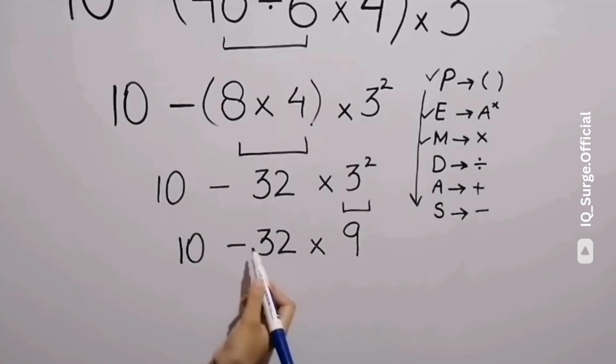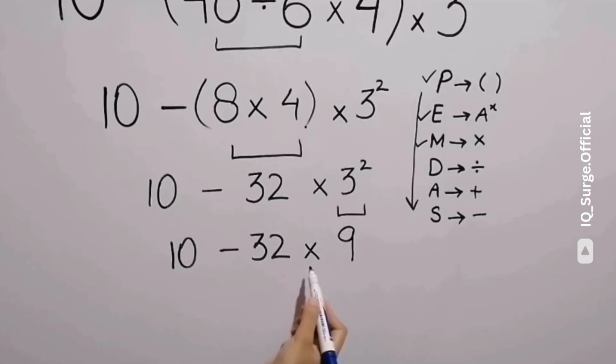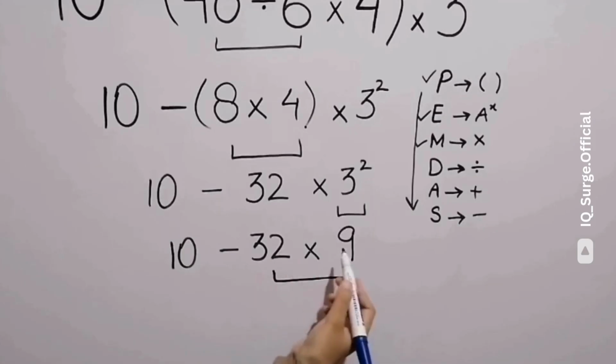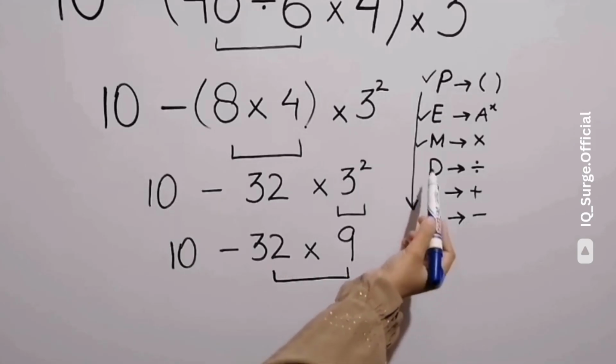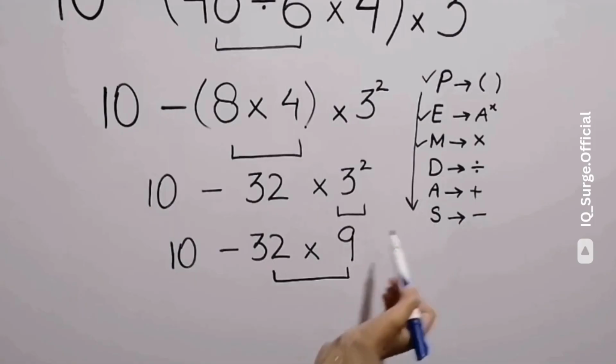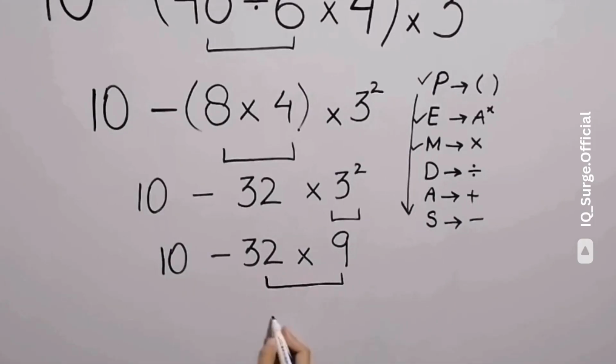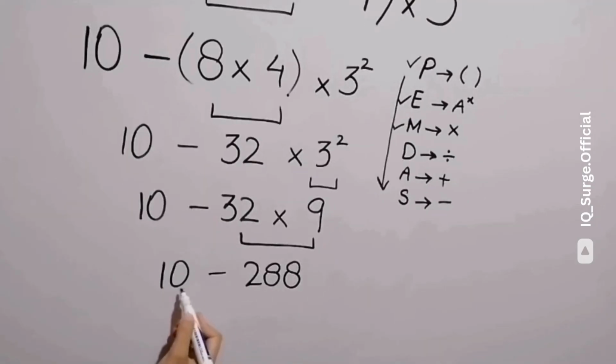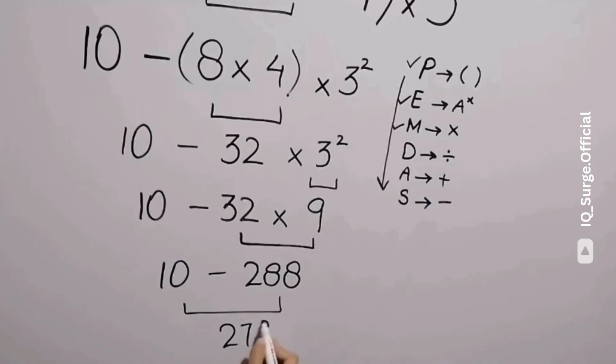Now we have a subtraction and multiplication. And in the final step, we perform the multiplication between 32 and 9 because according to PEMDAS, multiplication comes before subtraction. So 32 times 9 equals 288. And finally 10 minus 288 equals 278. With the greater value there is a negative sign. So, the final answer to this problem is negative 278.